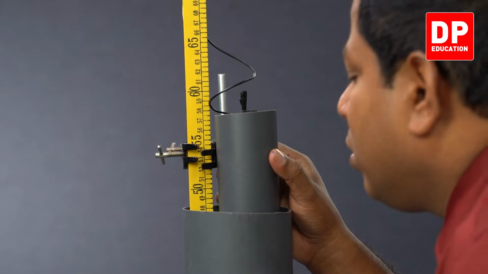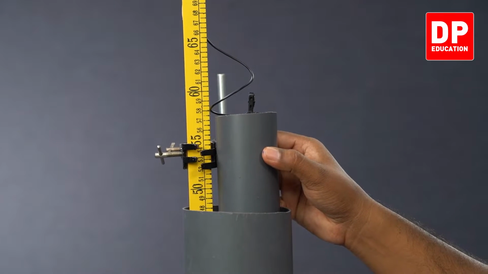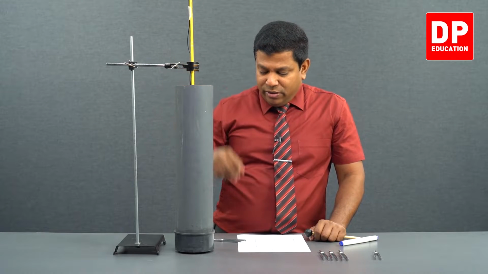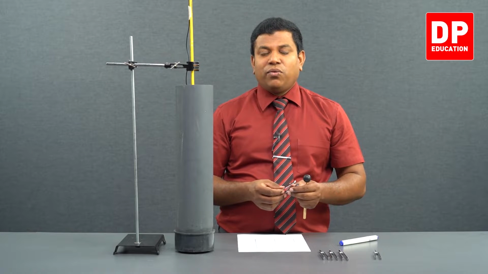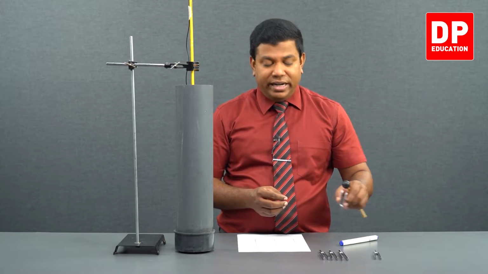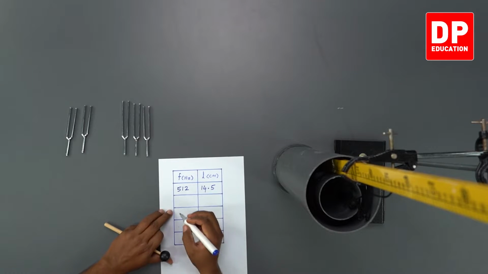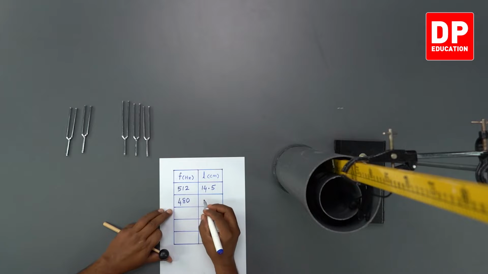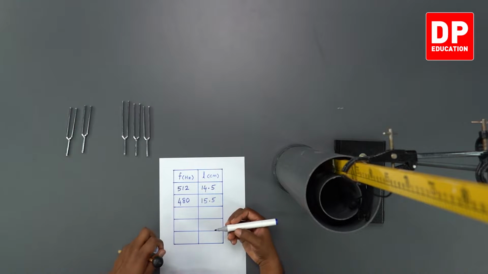At 57.5 is where we got the maximum sound. The water level is still at 42, right? 42 and 57.5 means 15.5 centimeters. Let us write down that as well. The frequency I used this time, 480 hertz, 15.5 centimeters is the length of air column that resonates.